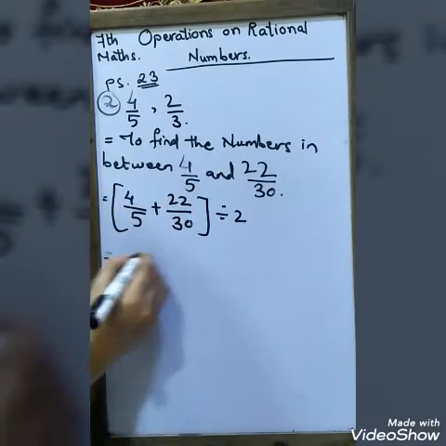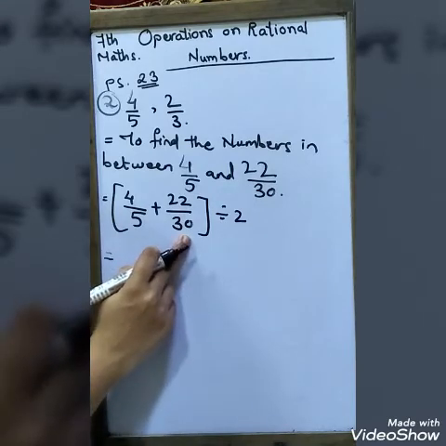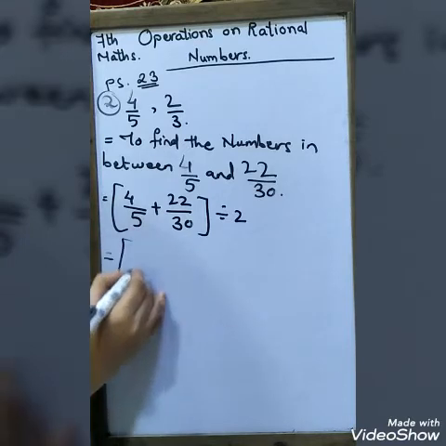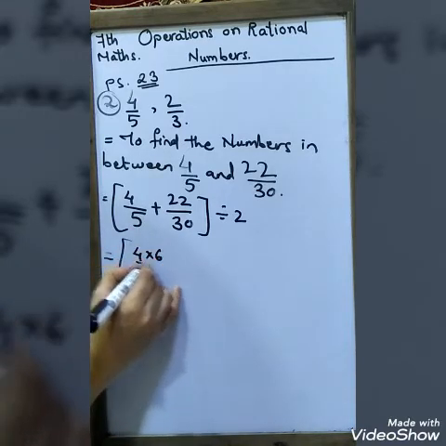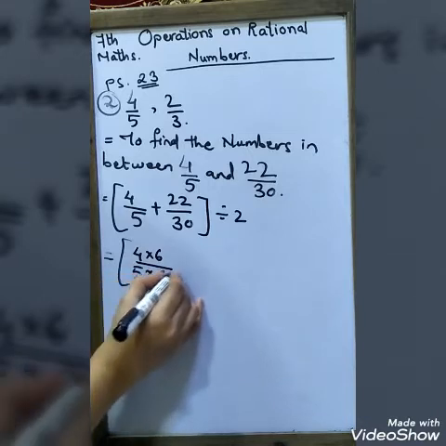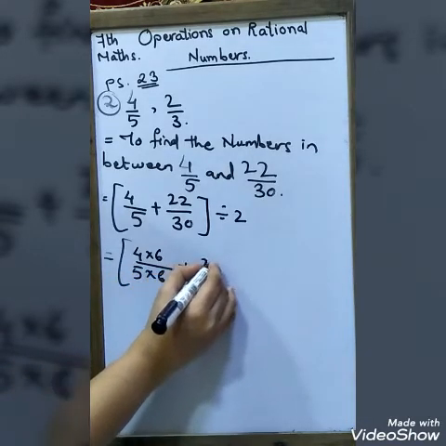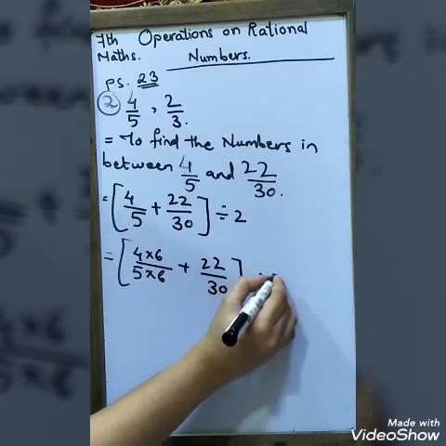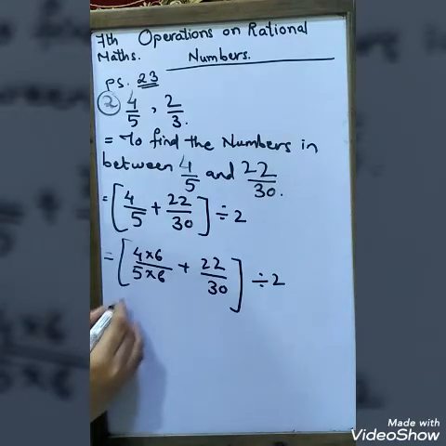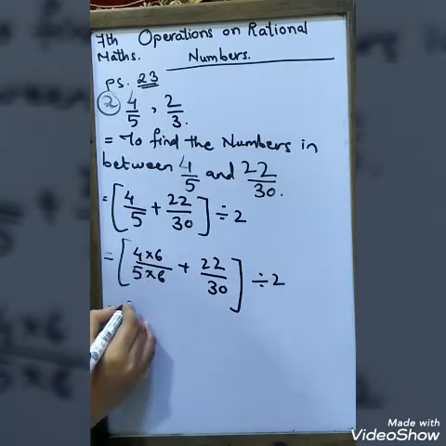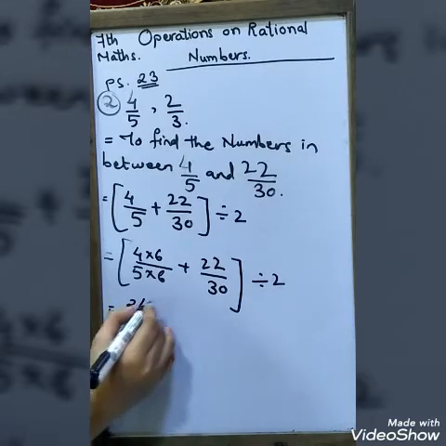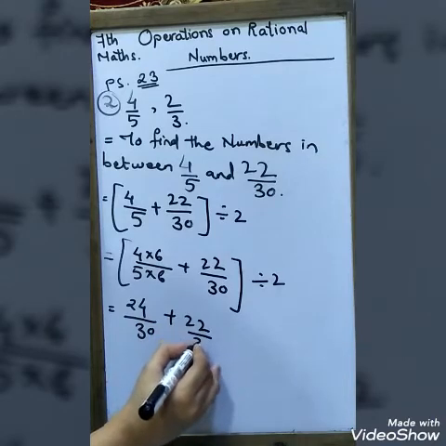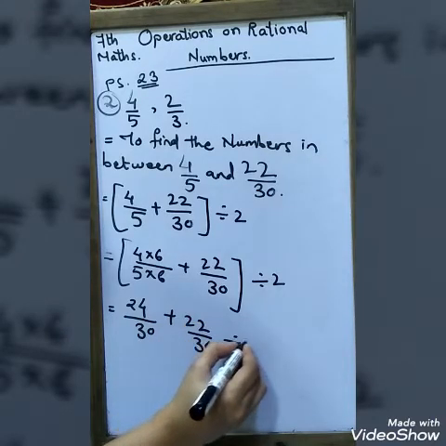तो इसके लिए यहाँ पर अब अगर हम डिनोमिनेटर कंपेयर करते हैं तो इसका डिनोमिनेटर 30 है, इसका 5 है. हमको क्या करना है, इस 5 को 30 बनाना है. तो यहाँ पर 4 into 6 and 5 into 6 because 5 6 are 30. So 22 upon 30 divided by 2. So it will be 4 6 are 24 upon 30 plus 22 upon 30 divided by 2.